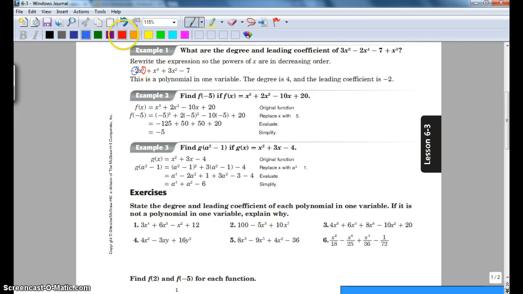So example 2. Find f of negative 5 if f of x equals x to the third plus 2x squared minus 10x plus 20. So you have your original function. This is a cubic.